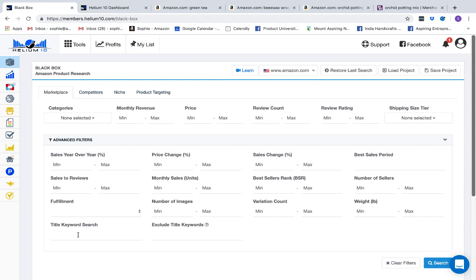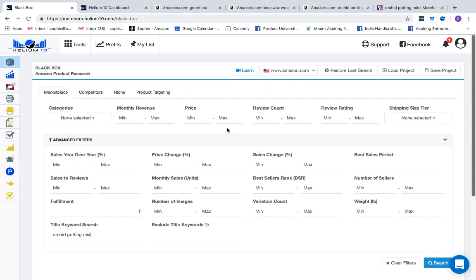I use it just to validate that the product idea is at the kind of level of sales, the kind of level of competition that I want, and to help me find the keywords that help me do a really good job of listing and launching my product. So if I type in here, Orchid Potting Mix, I want to see evidence that somebody's making really good sales for that search term.